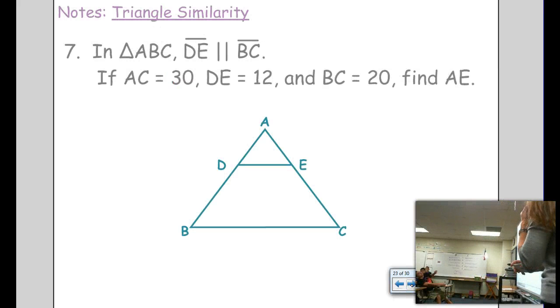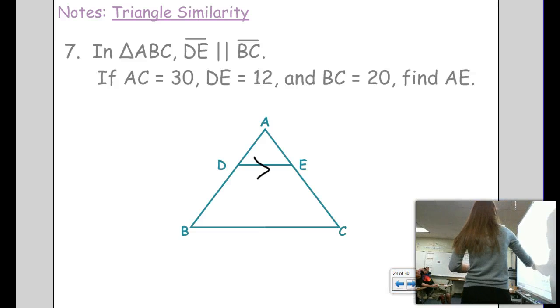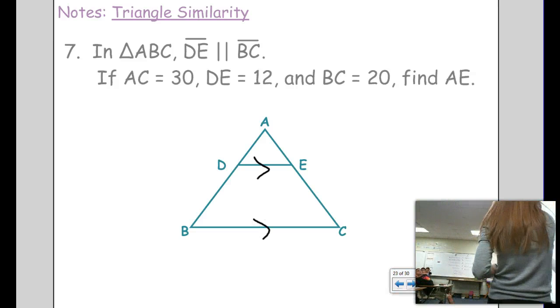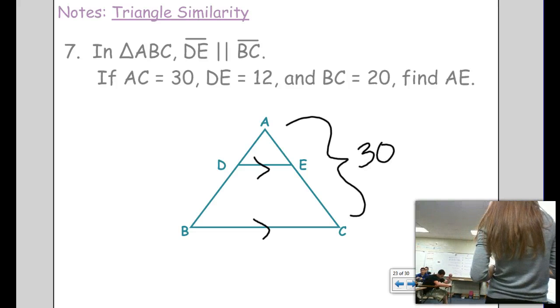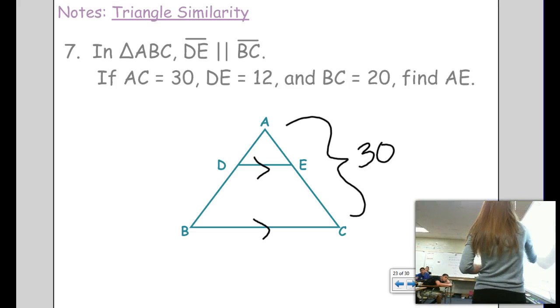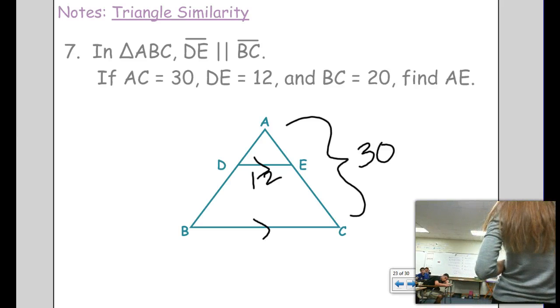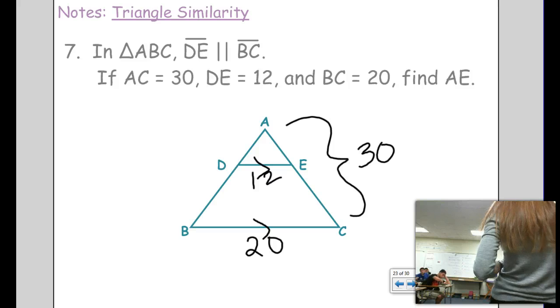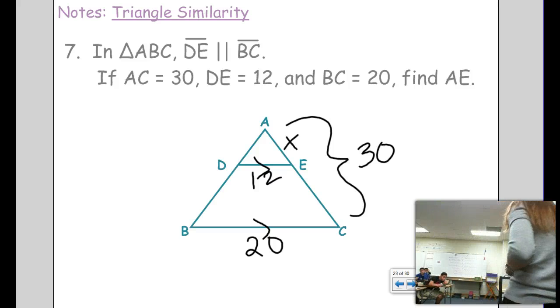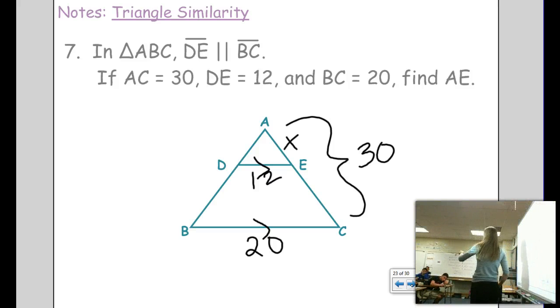In triangle ABC, DE is parallel to BC. Okay, so it's angle. But we're not doing that. We're going to find missing sides now. If AC is 30, DE is 12. Oh, this is definitely on your worksheet because I just keyed it. And BC is 20. Find AE. I'm going to let you stare at it, draw it on your whiteboard, and do some work. Oh, you already know it.